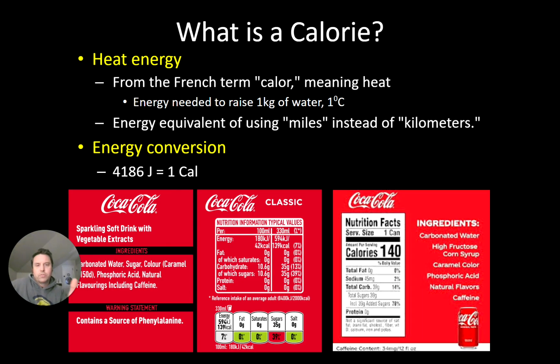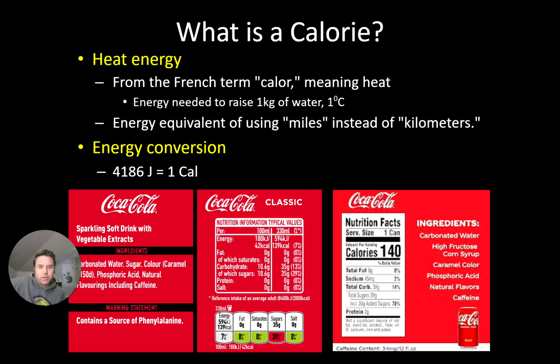It's the energy, so using calories is like using miles, right? Calories and joules are like miles and kilometers. They're both measuring the same thing: how far for miles and kilometers, or how much energy for heat and energy. But we stuck with calories, and then the Coke labels here. I just thought it was interesting.